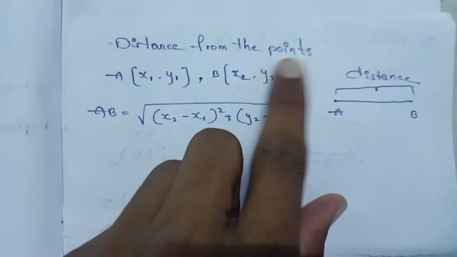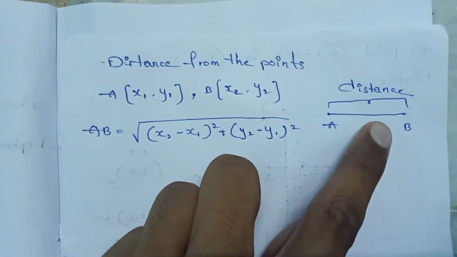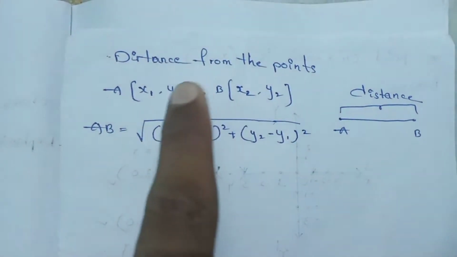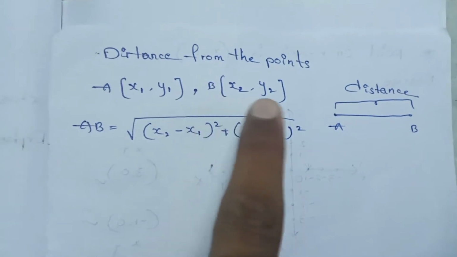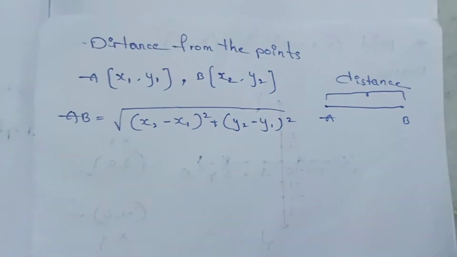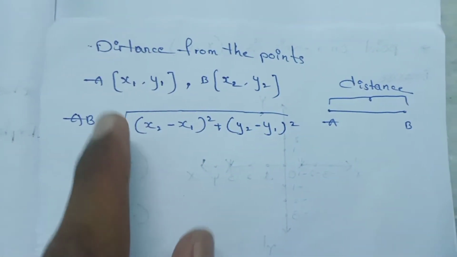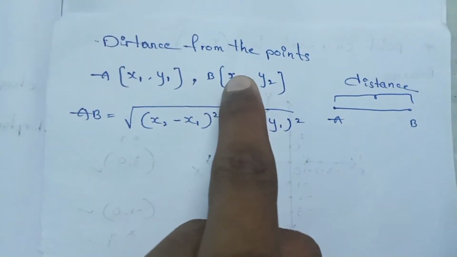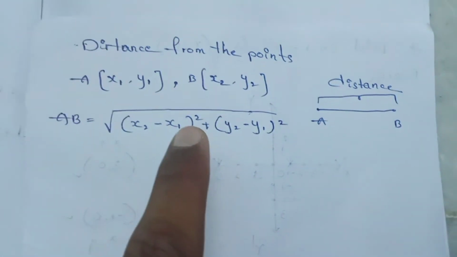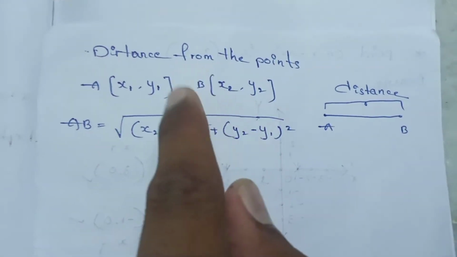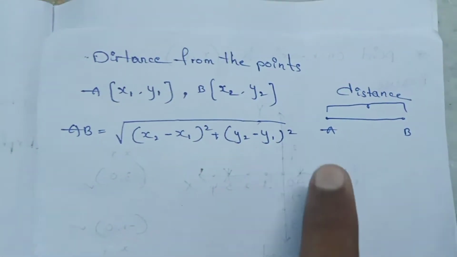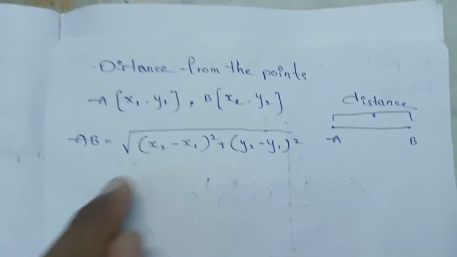See here, I am taking points A and B. Between these is called the distance. A contains x1, y1 and B contains x2, y2. When we combine these we get the distance formula. AB is equal to root of B's first term minus A's first term, that means x2 minus x1 whole square, plus B's second term minus A's second term, y2 minus y1 whole square. This is the distance formula.